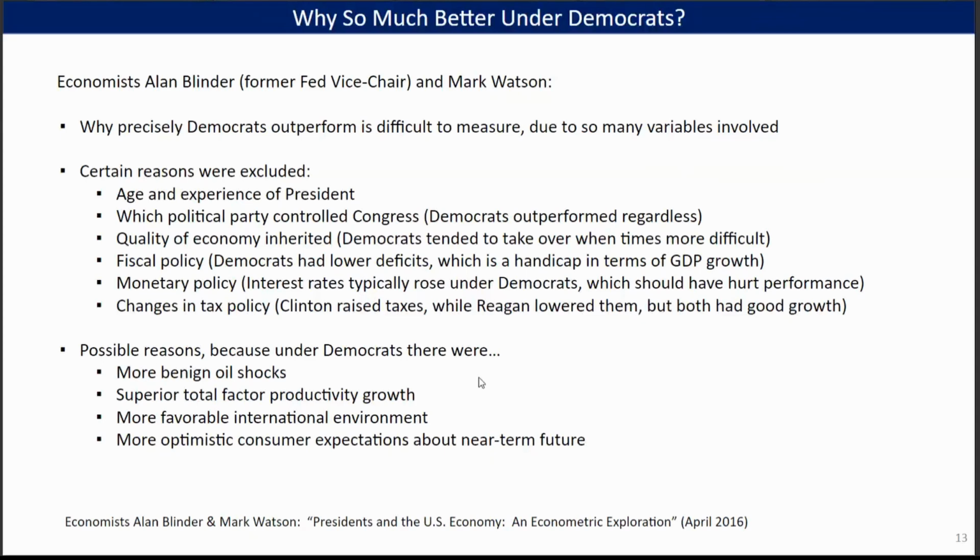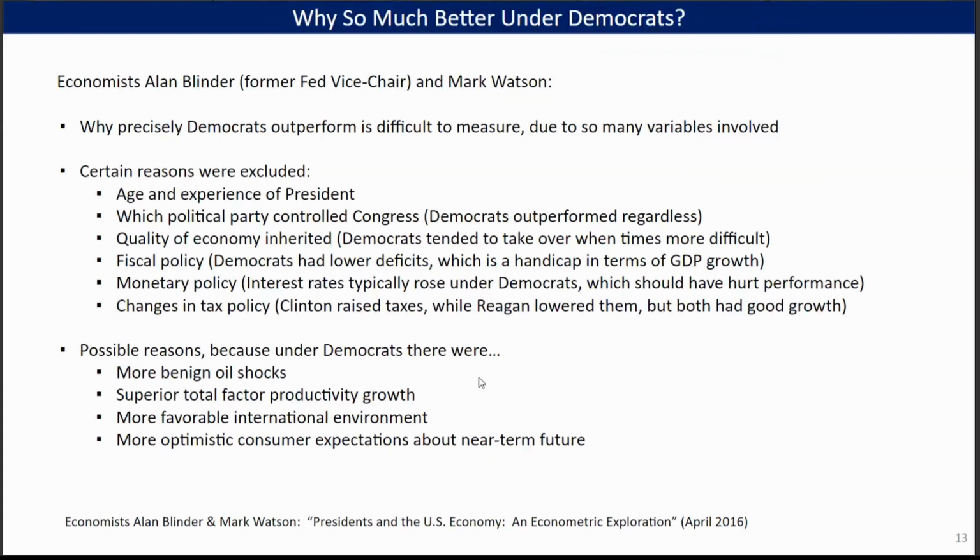But what they said was we can exclude certain reasons, like the age and experience of the president wasn't a defining factor. Which political party controlled Congress didn't matter because the Democrats were outperforming regardless of who was in Congress. The quality of the economy inherited: Democrats tend to take over when things were more difficult.